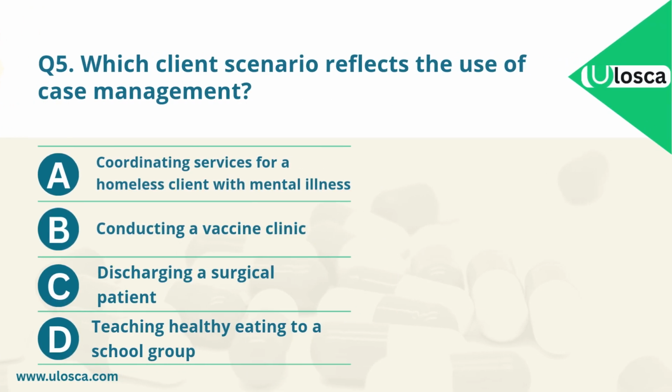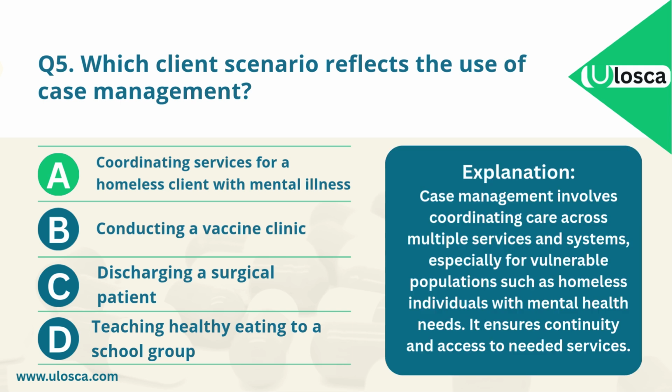The correct answer is A. Coordinating services for a homeless client with mental illness. Explanation. Case management involves coordinating care across multiple services and systems, especially for vulnerable populations such as homeless individuals with mental health needs. It ensures continuity and access to needed services.